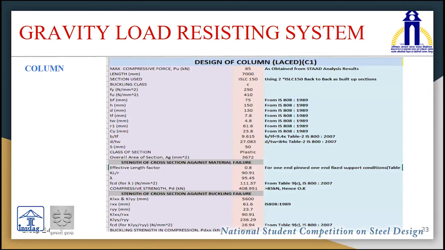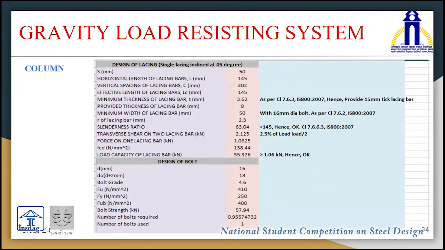Here is the design calculation of the column using two ISLC 150 back to back, as per IS 800-2007, against compressive force and tensile force. Here is the design calculation of the lacing and the bolt as per clause 7.6.3 of IS 800-2007.